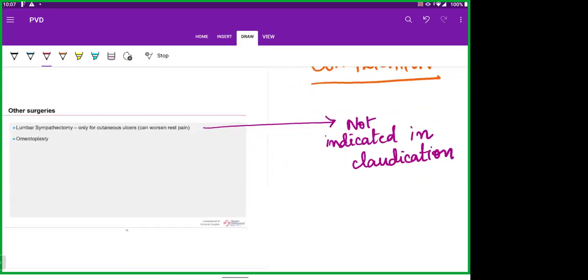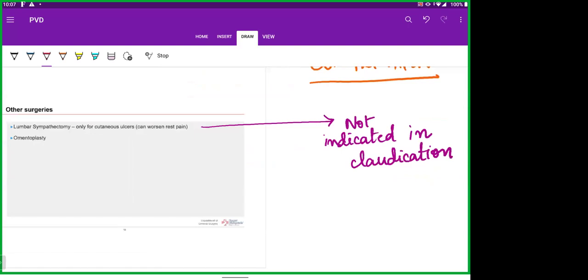So finally, a couple of points about lumbar sympathectomy. What we do here is, the L1, L2 nerve roots, we cut them on one side.